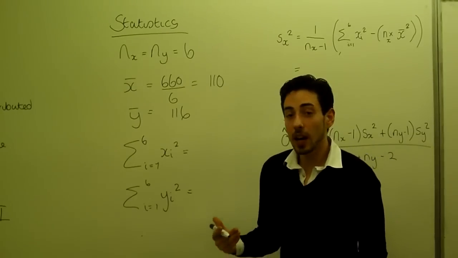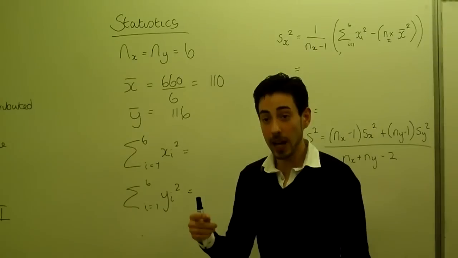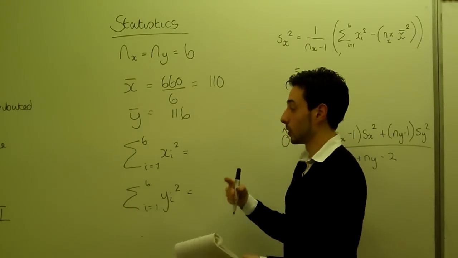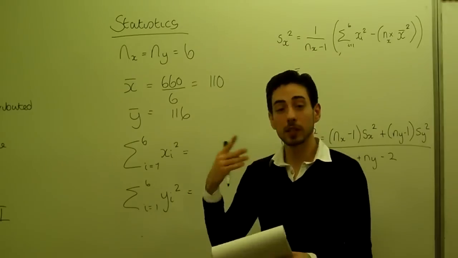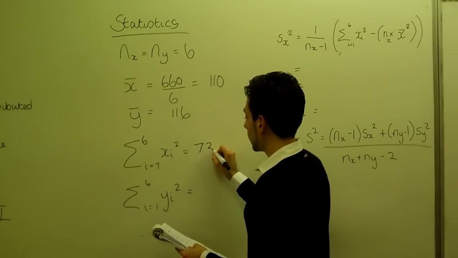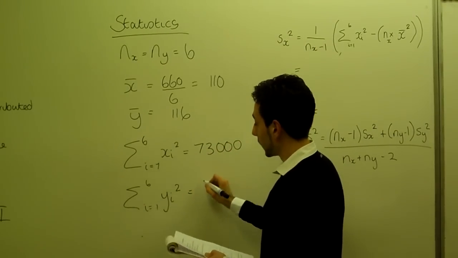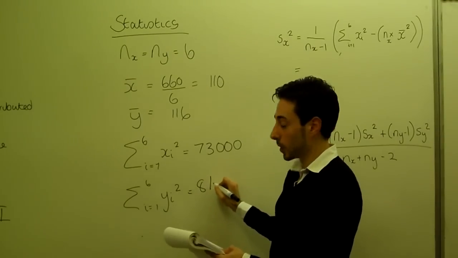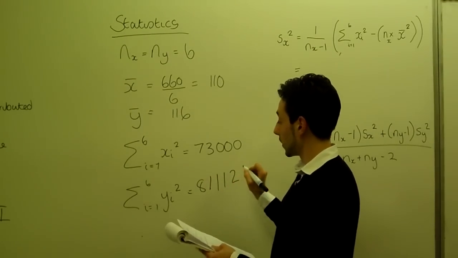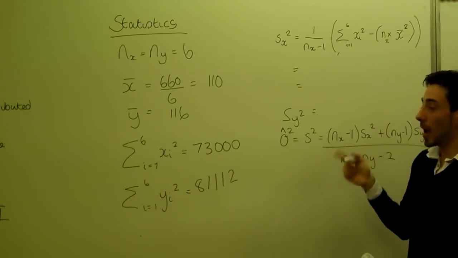Next thing we need is our xi squared. So this is the individual observation squared added to the next individual observation squared. So 101 squared plus 115 squared, etc. So we get that to be 73,000 in our X column, and in our Y column we get that to be 81,112. Okay?